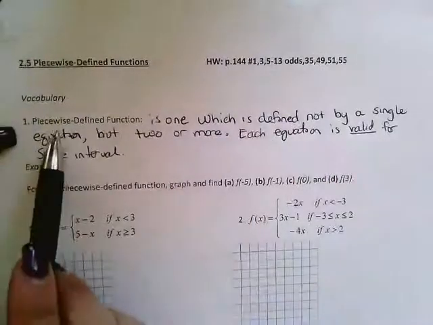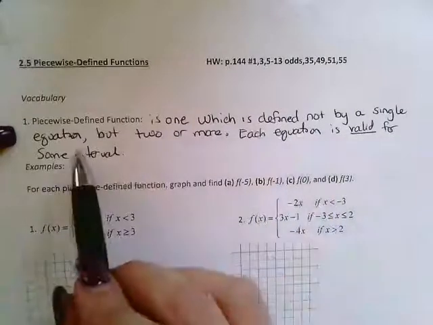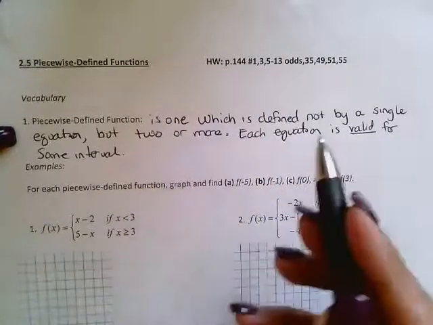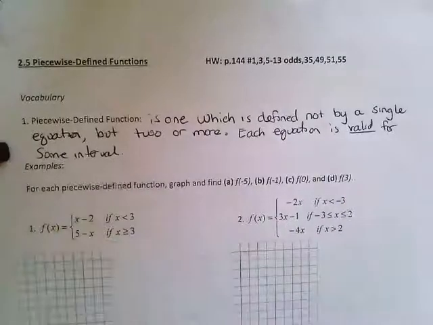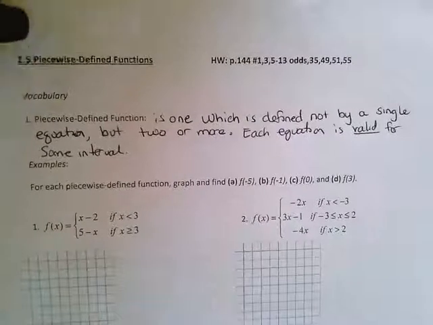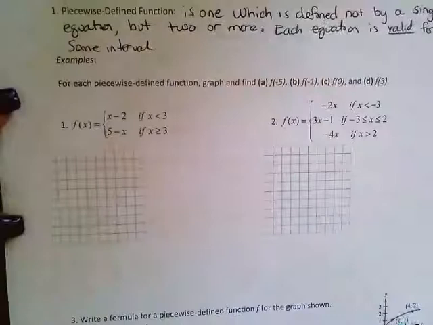So vocab, what is a piecewise defined function? It is one which is defined not by a single equation, but two or more, and each equation is valid for some interval. It's basically where a graph starts, stops, and then picks up a different function and keeps going from there.